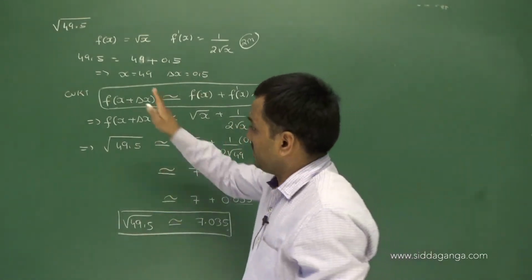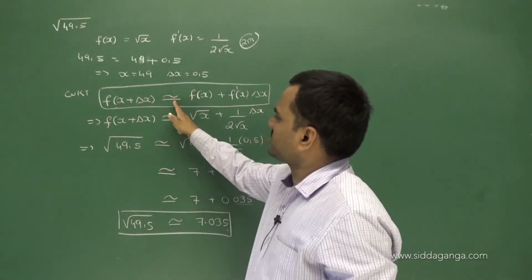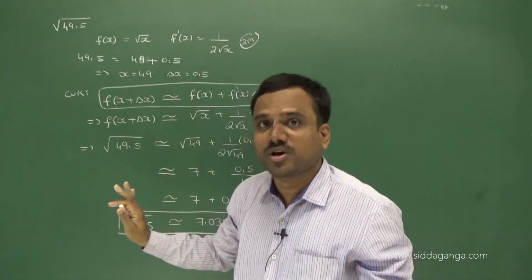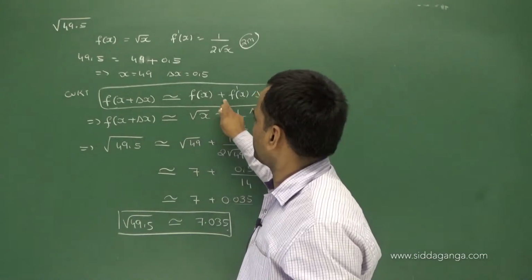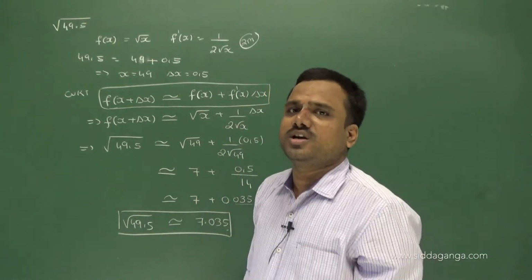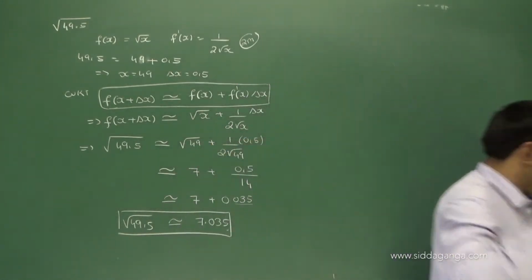Formula 1 is what? f of x plus delta x. If you write equal, no problem. By what means I write approximately: f of x plus f dash of x into delta x. We take one more problem.